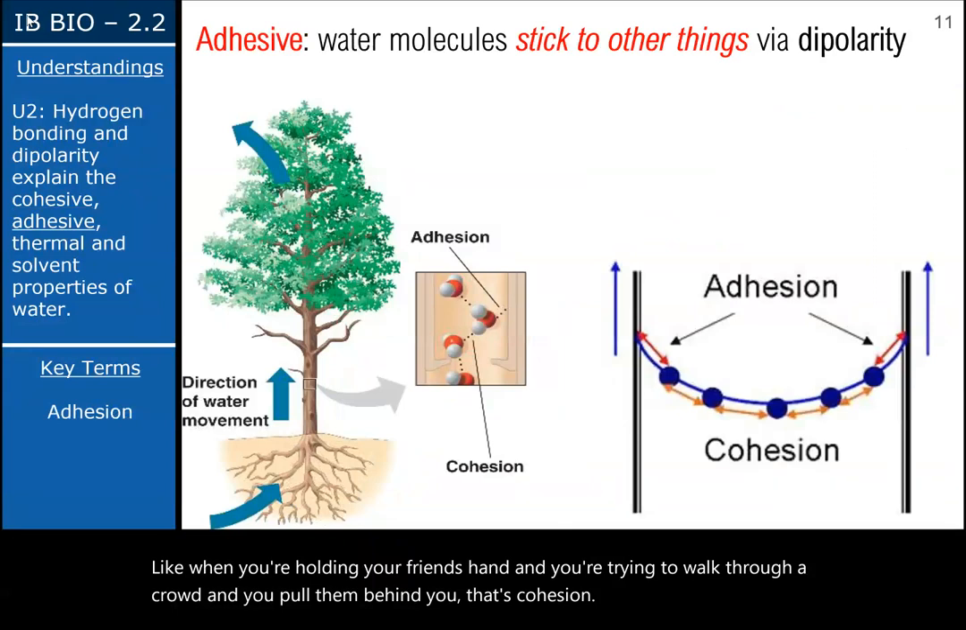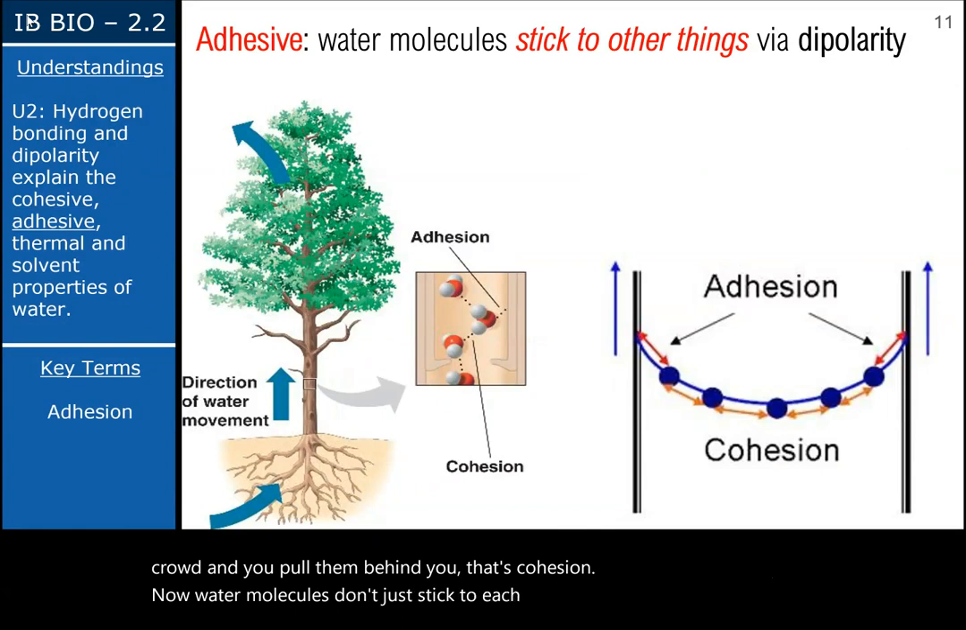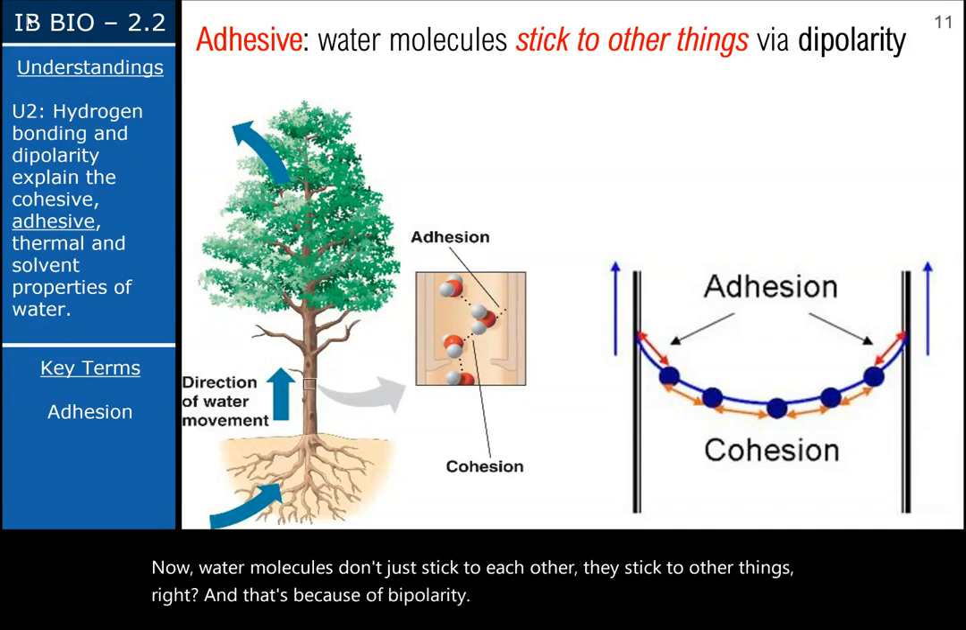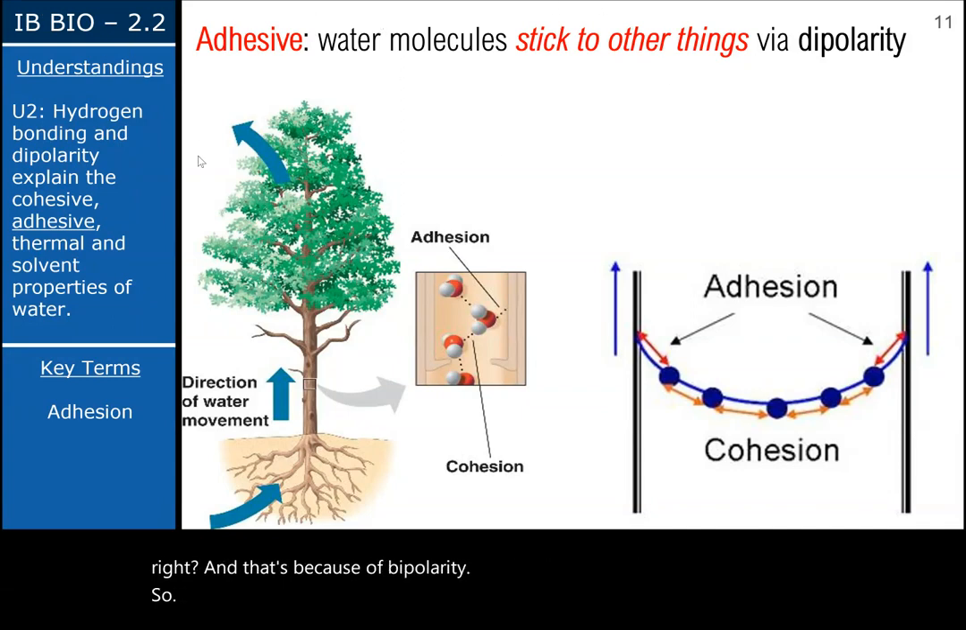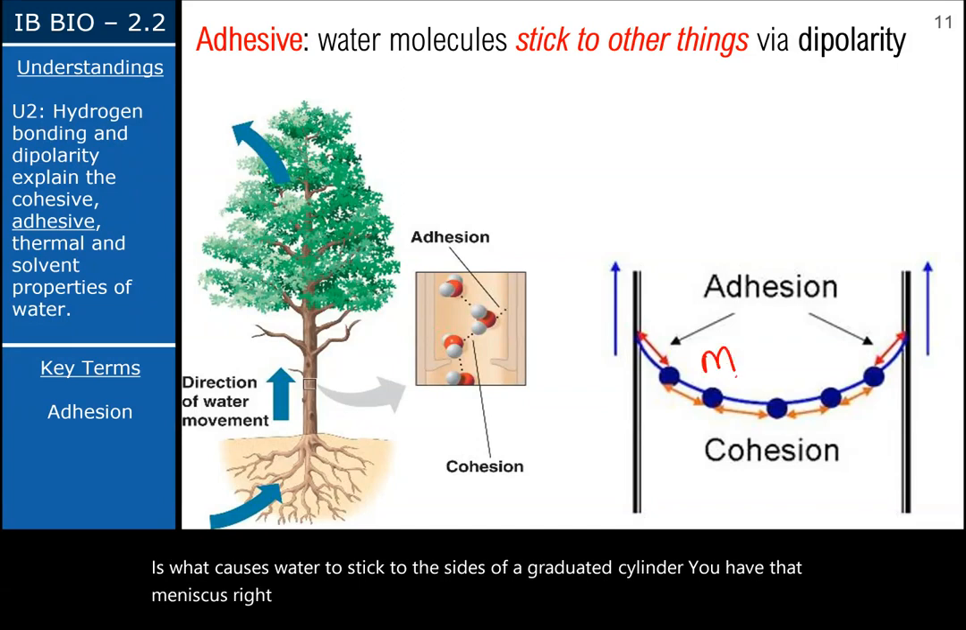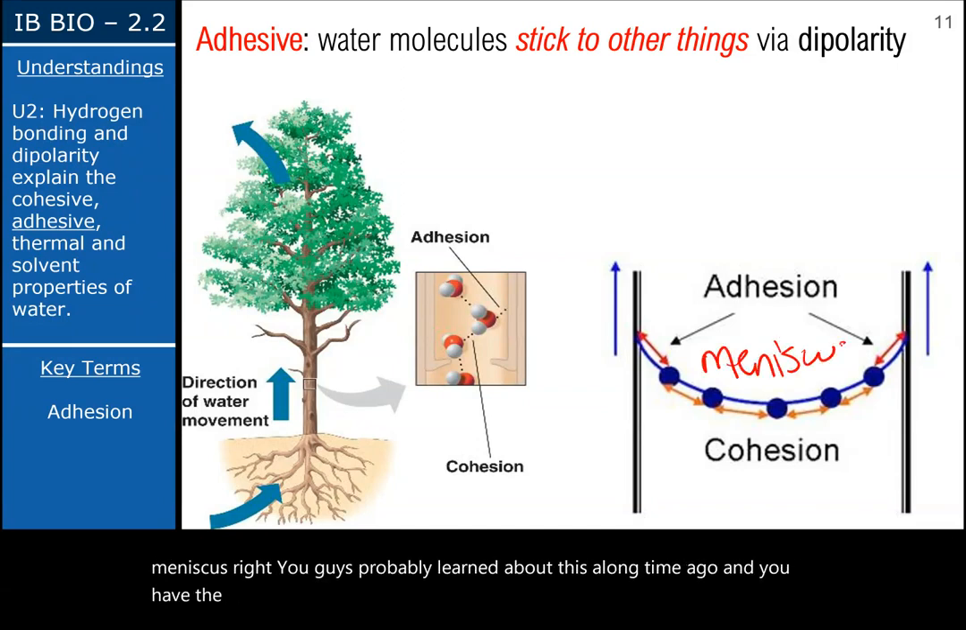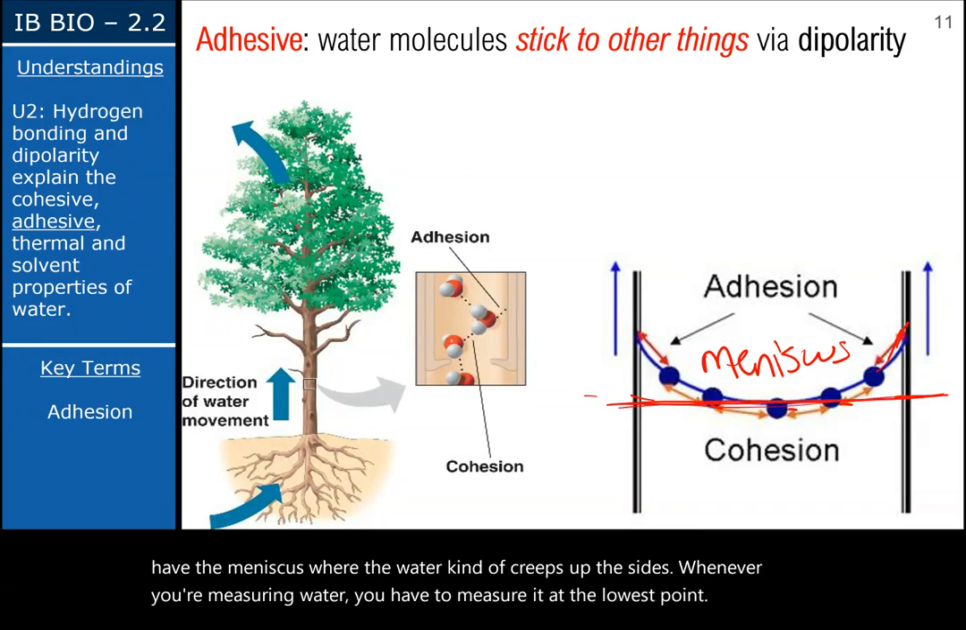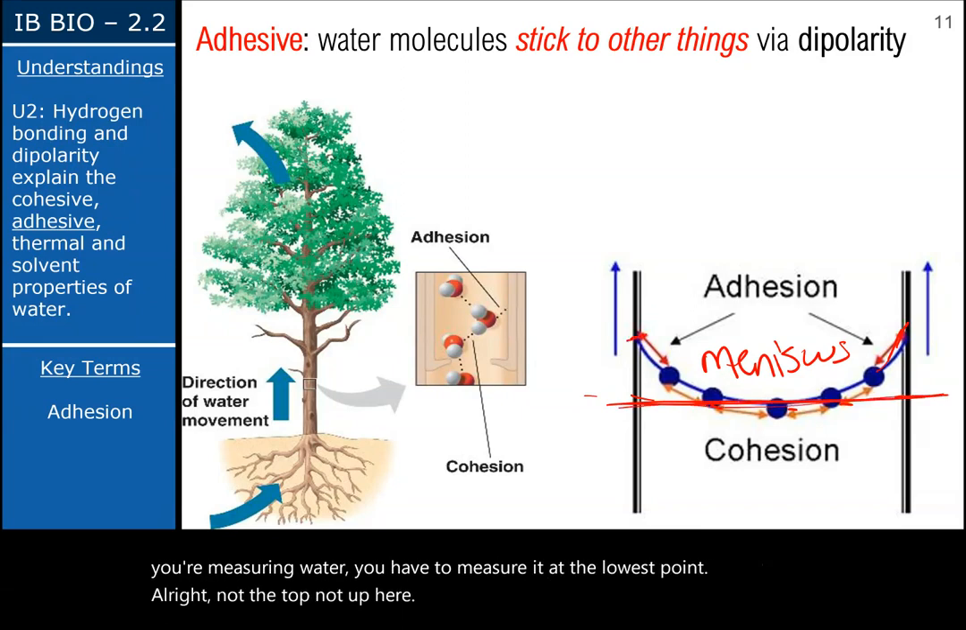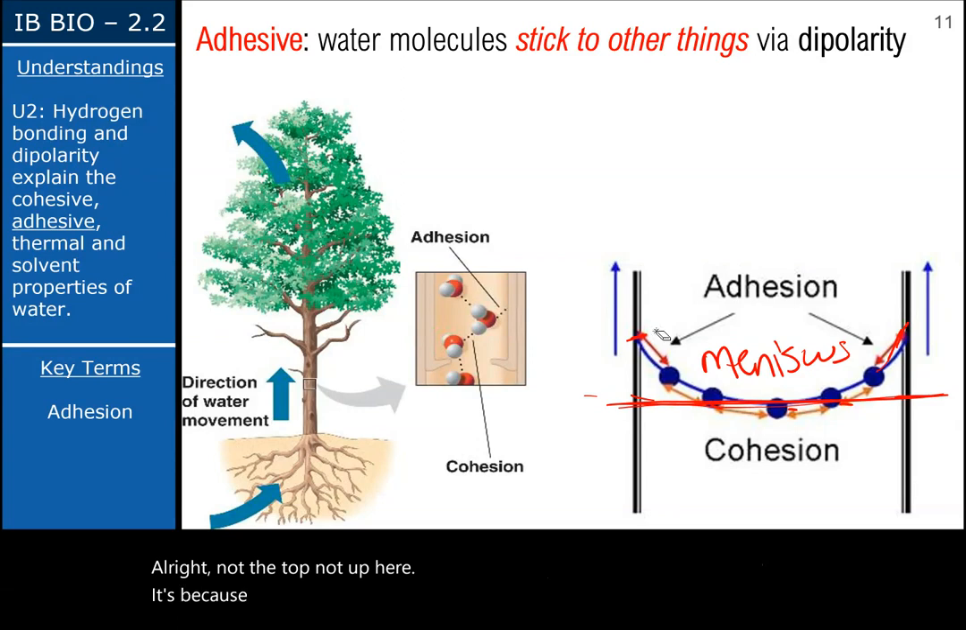Now, water molecules don't just stick to each other, they stick to other things, right? And that's because of dipolarity. So, adhesion is what causes water to stick to the sides of a graduated cylinder. You have that meniscus, right? You guys probably learned about this a long time ago. You have the meniscus where the water kind of creeps up the sides. Whenever you're measuring water, you have to measure it at the lowest point, right? Not the top, not up here. It's because water molecules stick to stuff. Water is sticky.